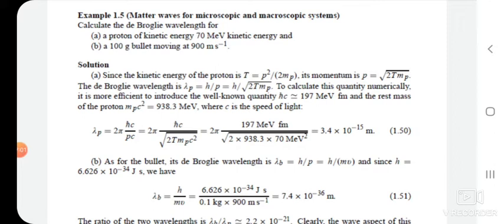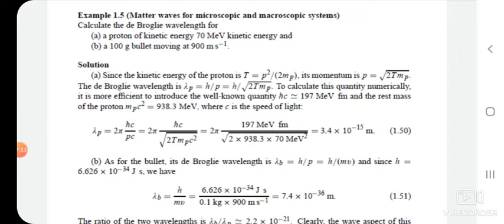Therefore lambda_p is equal to 2 pi h cross c by pc. Just divide and multiply by 2 pi; that is why h by 2 pi is h cross. So 2 pi into h cross c by pc is nothing but h cross c by square root of 2 T m_p c square.